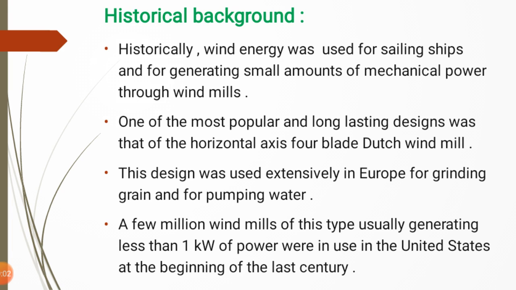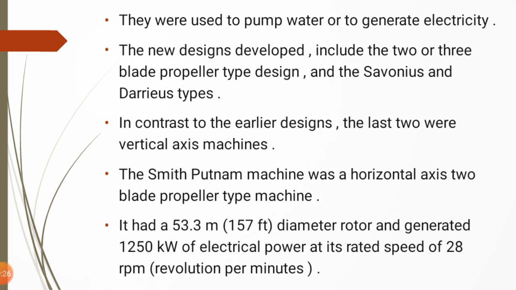That means a huge number of 4 blade Dutch windmills were used to generate power, in the order of 1 kilowatt, in the United States at the beginning of the last century. They were used to pump water or to generate electricity. This type of windmill is generally used to pump water and also to generate electricity.